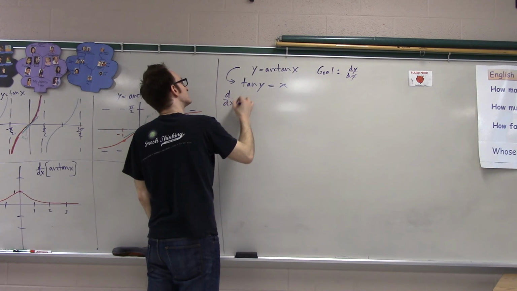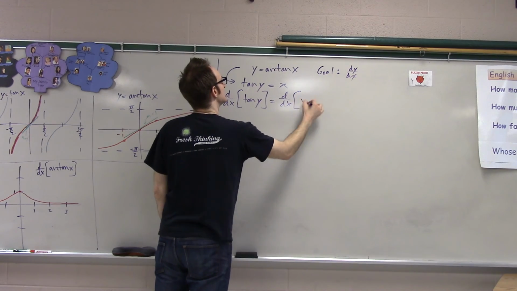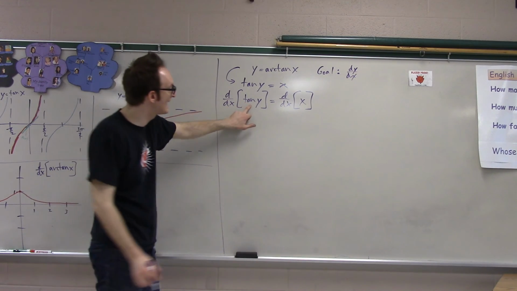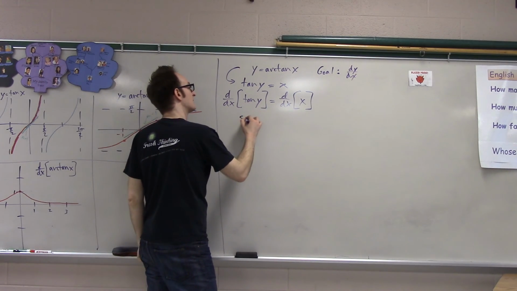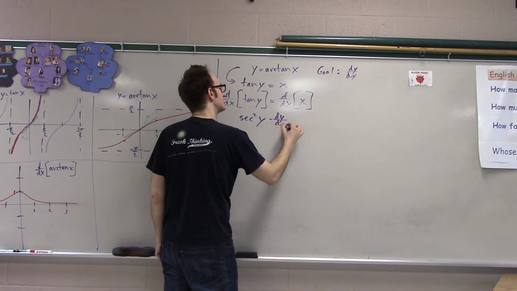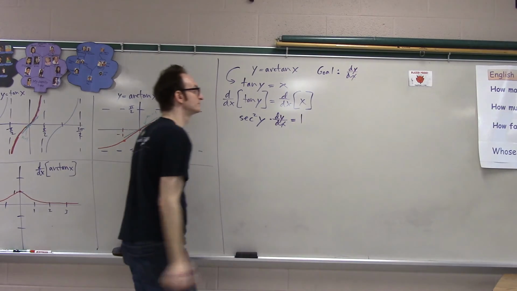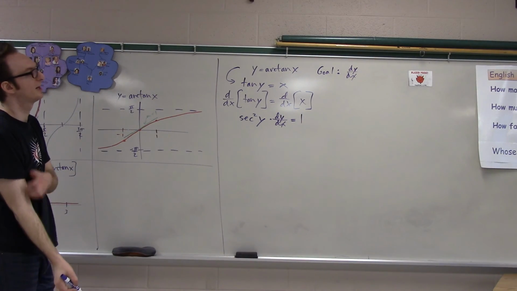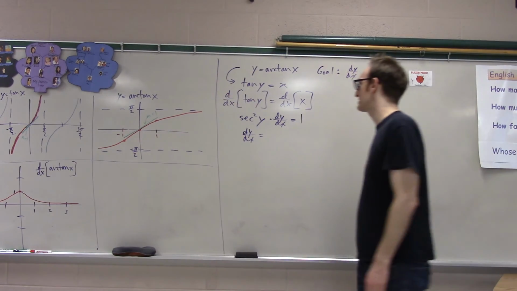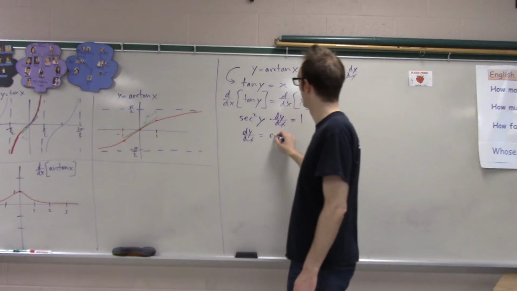Sorry, going a little slower. What I do is differentiate both sides with respect to x. The derivative with respect to x of tan y, well, the derivative of tan of something is secant squared of something, times the derivative of the something, equals the derivative with respect to x of x, which is just 1. So using the formula for the derivative of tan, I've solved this problem in two or three steps. dy dx is just 1 over secant squared y, or cosine squared y.